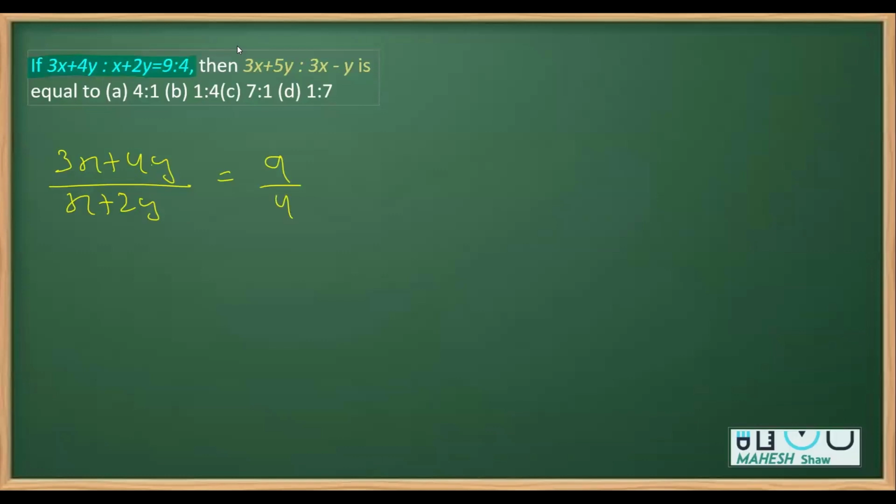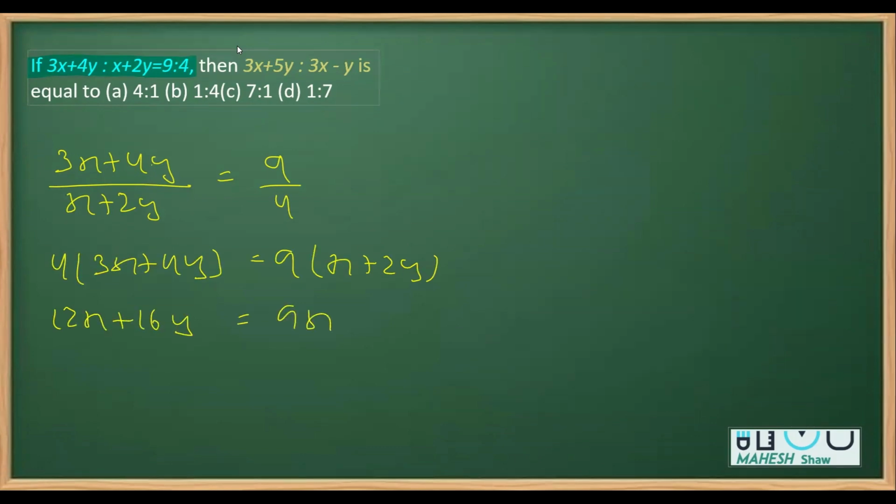Now what we need is 3x. So what we can do, let's say if I do cross multiplication to simplify, I'm doing the cross multiplication. So it's 4 times 3x plus 4y is equal to 9 times x plus 2y. So if you open the brackets, it's going to be what? 12x and 16y. And this is what? 9x plus 18y. Let's see if I keep x on the left hand side.